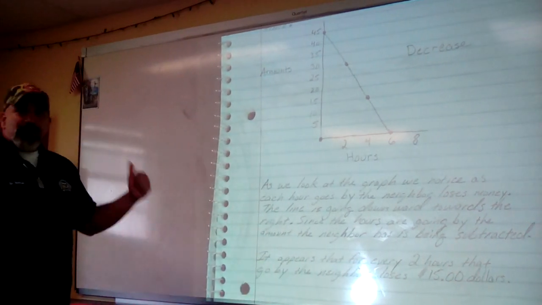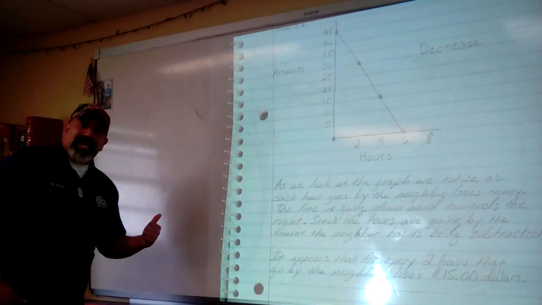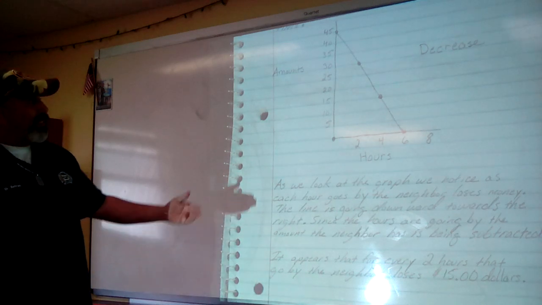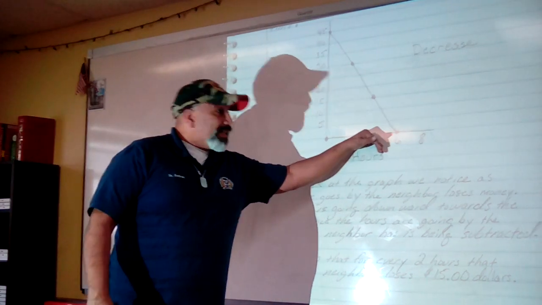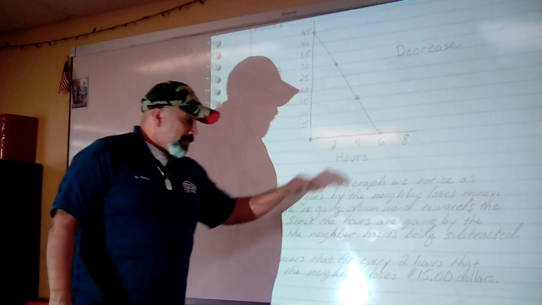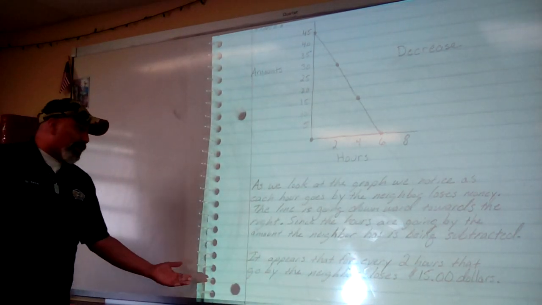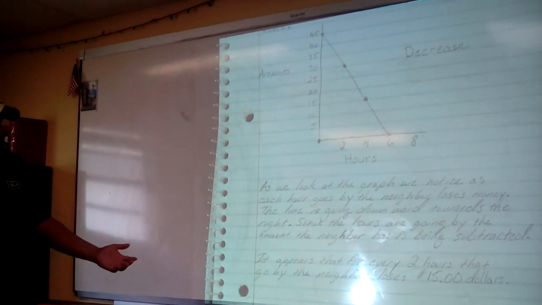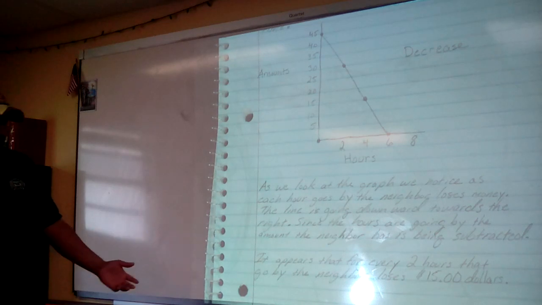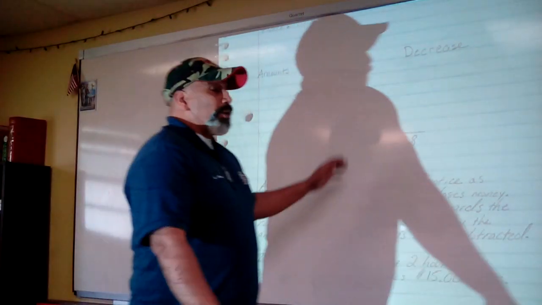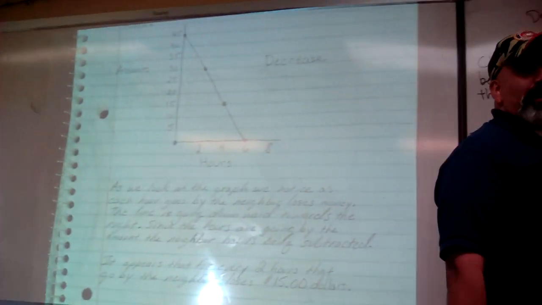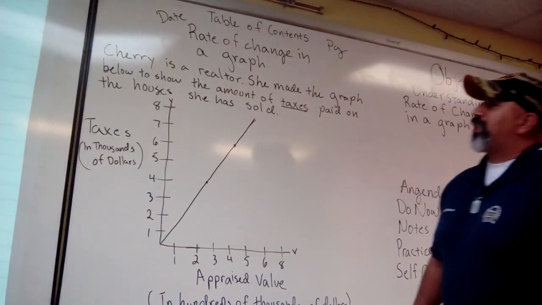The graph that we had before, that is a positive rate of change. This is negative rate of change. We see this as it is decreasing. It appears that for every 2 hours that goes by, the neighbor loses $15. Those are our notes. Over here, we have our practice question.